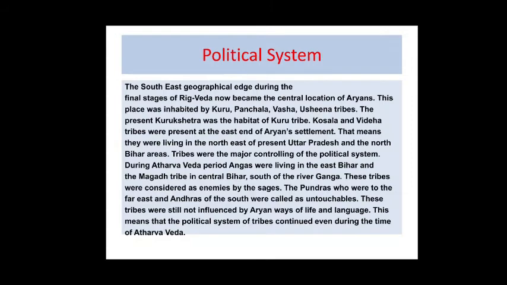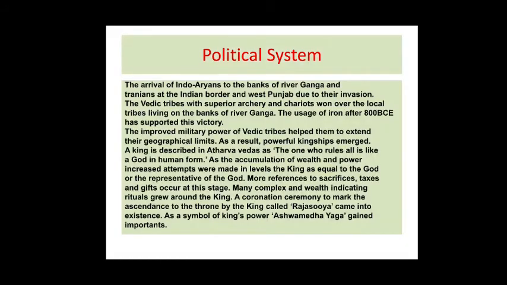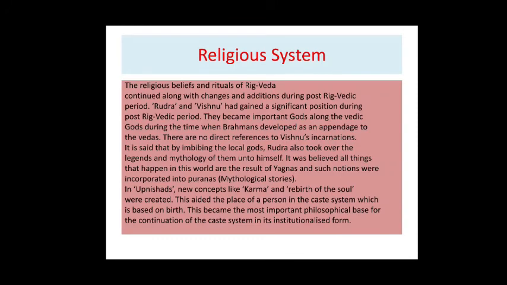The coronation ceremony to mark the king's ascendance to the throne was called Rajasuya. Another ritual, the Ashwamedha Yaga, came into existence as a symbol of the king's power, and it gained importance in political life. Kings could continue and occupy other regions and neighboring provinces. The political organization included the Rajan, Rajasabha and Samiti. Women also took part in political activities in the post-Vedic period.